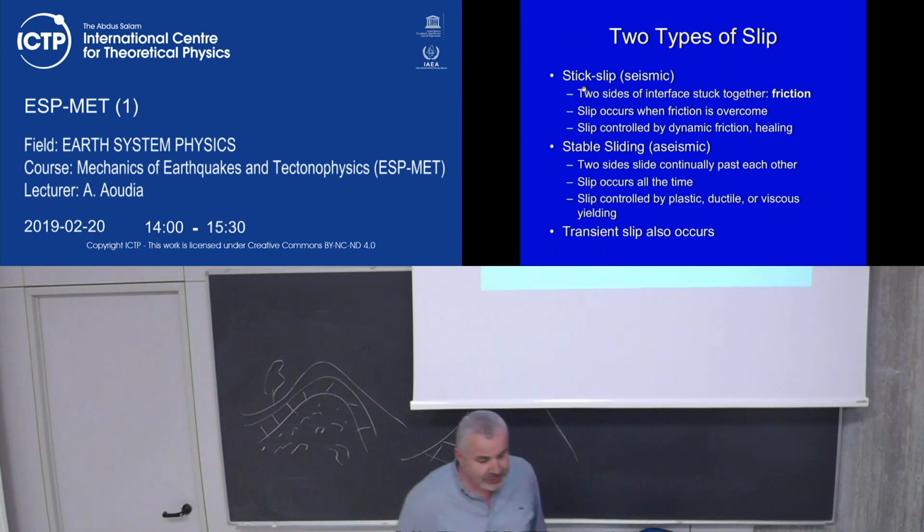Then what happens to the slip during your earthquake cycle? We talk about two types of slip. Okay? We're introducing slip. We talk about stick slip, which is the seismic one. This is the slip that happens after the phase by which the fault is stuck. And this is your co-seismic slip.